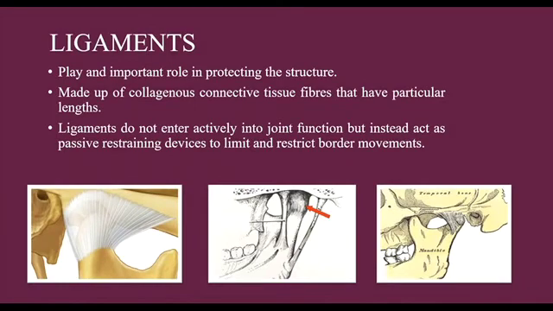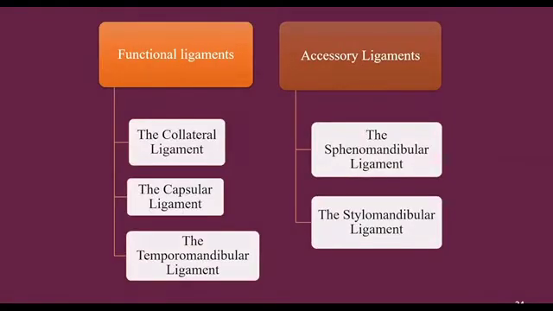Ligaments of the TMJ play an important role in protecting the structure. They are made up of collagenous connective tissue fibers that have particular lengths. Ligaments do not enter actively into the joint function, but instead act as passive restraining devices to limit and restrict the border movements. There are 2 types of ligaments, functional ligaments and accessory ligaments. The functional ligaments are divided into collateral ligaments, capsular ligaments, and the temporomandibular ligament. Accessory ligaments are the spinomandibular ligament and the stylomandibular ligament.